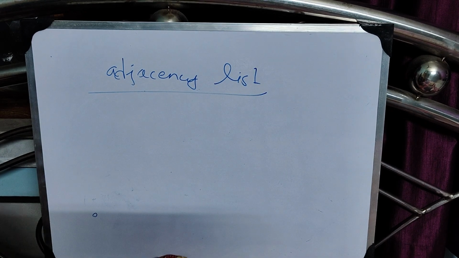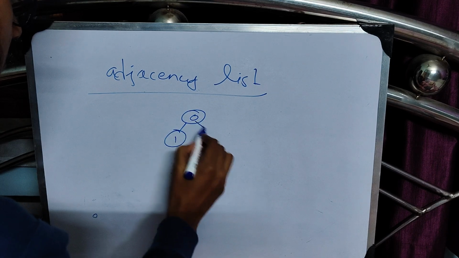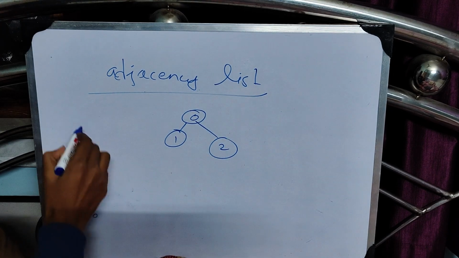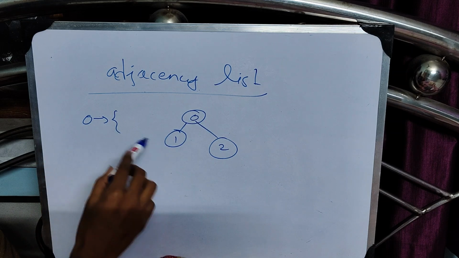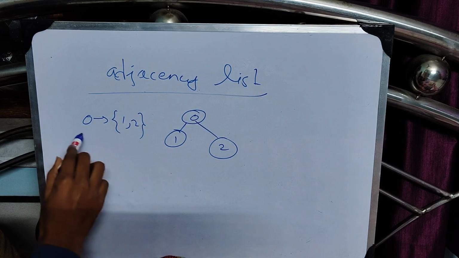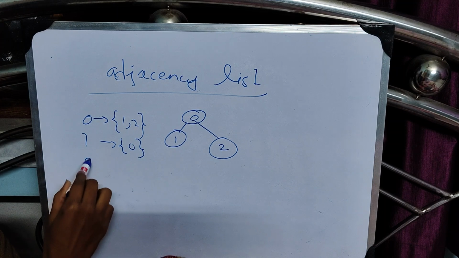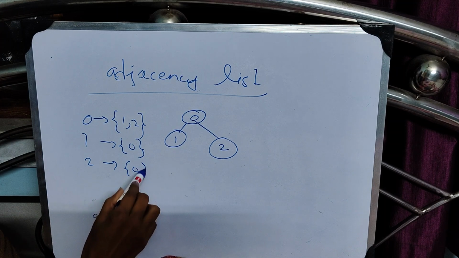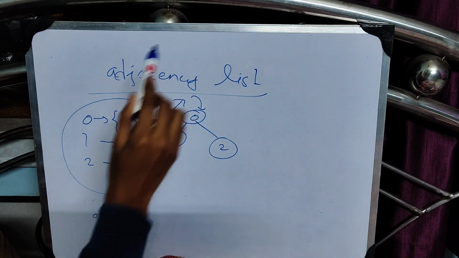What is an adjacency list? Suppose I take this simple graph 0, 1, 2. For 0, what are its neighbors? Its neighbors are 1 and 2. For 1, its neighbor is 0. For 2, its neighbor is 0. So this is the adjacency list of this graph.